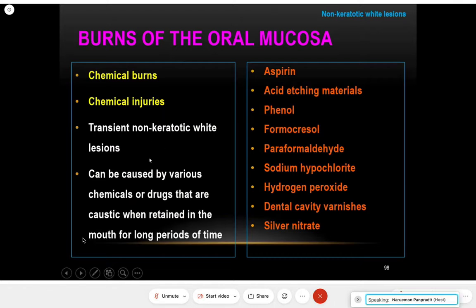A chemical injury or chemical burn comes from what? Like aspirin, acetic acid from the dentist, acid, phenol from creosote, from butyl. Sodium hypochlorite is a dental material that we use, so who can cause the chemical burn? The most is the dentist. So the burns can cause a non-keratotic white lesion that can be painful.